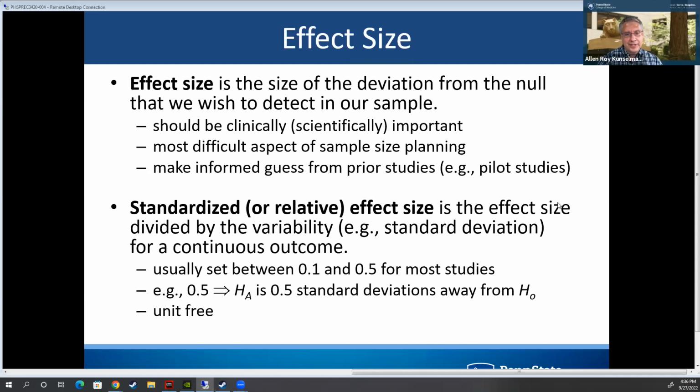There's also something known as a standardized effect size or relative effect size. What this does is take the effect size and divide it by the variability. So for example, if our effect size in the blood pressure example is 25, and let's assume the standard deviation is 10, then 25 divided by 10 is 2.5. That would be our standardized effect size. Usually a good study will have a standardized effect size between 0.1 and 0.5. And what it means is that 0.5 means your alternative hypothesis is 0.5 standard deviations away from the null. What's the big advantage of this? It's unit free. When you take your difference and divide it by the standard deviation, back to our blood pressure example, you cancel out the millimeters of mercury. So there are no units to it.